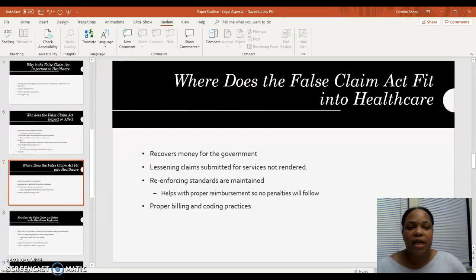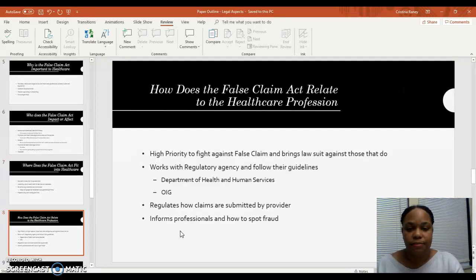Reinforcing standards are maintained. So there's regulatory agencies that they have to adhere to and make sure that they're documenting what exactly happened with the patient that was seen, and all their documentations match when they're submitting these claims for payments. And also proper billing and coding practices. So healthcare professionals are coding and billing to the government programs accordingly.